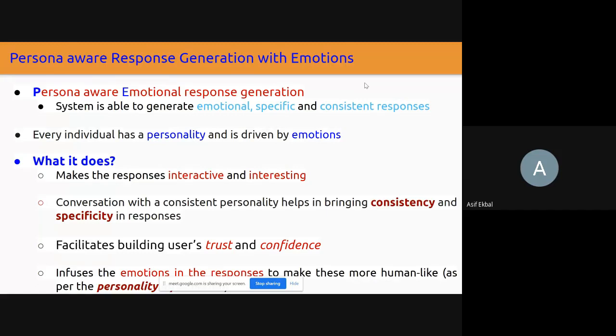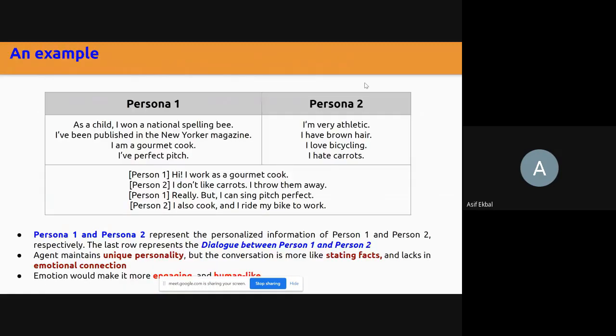If I don't trust anyone, if I don't know their background, let's say their habits, for example, I may not have much trust in that particular person. So I may not be very confident in communicating with them. So this is important in the case of personalization. This is one of the examples.